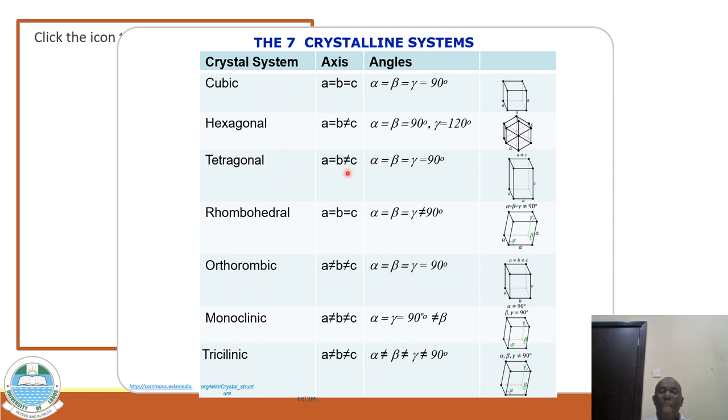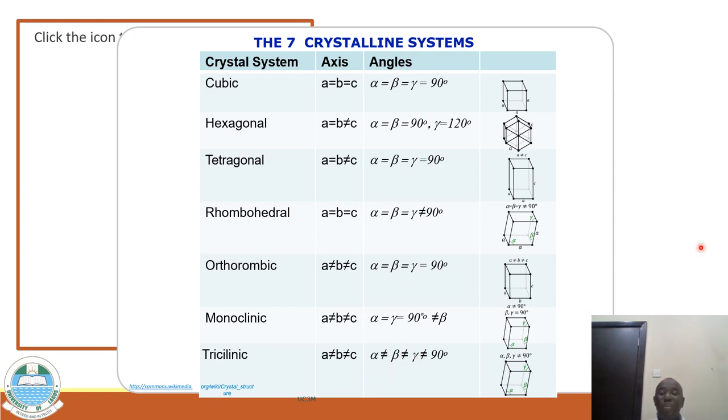Unlike cubic, where all the sides are equal, in orthorhombic, all the sides are not equal, but all the angles are equal at 90. Monoclinic: all the sides are not equal, like orthorhombic, but two angles, alpha and gamma, are equal at 90, which is not equal to beta. Triclinic: all the sides and all the angles are not equal.